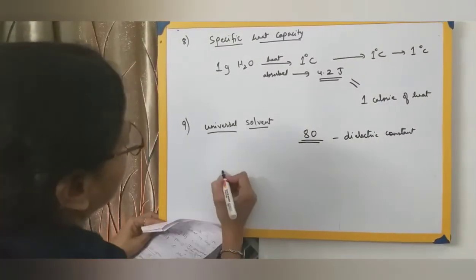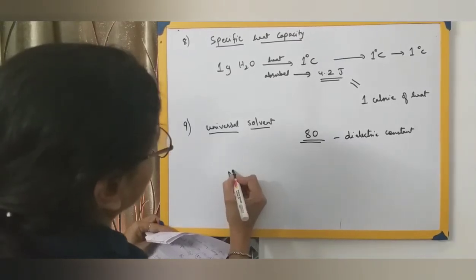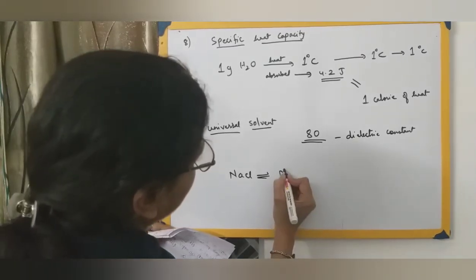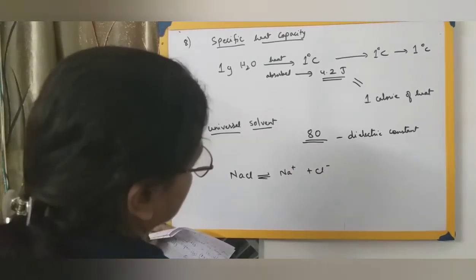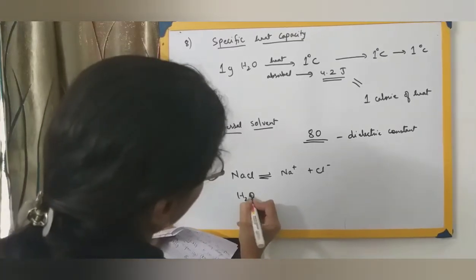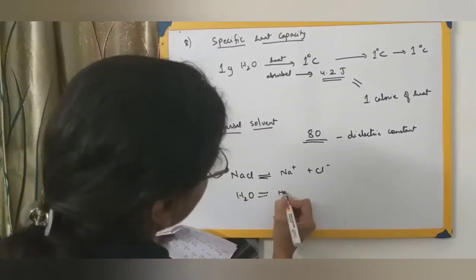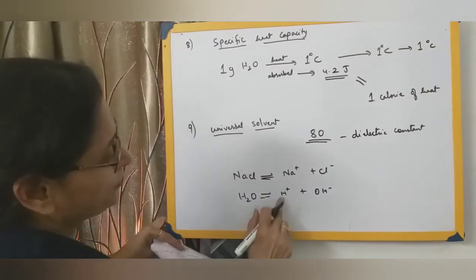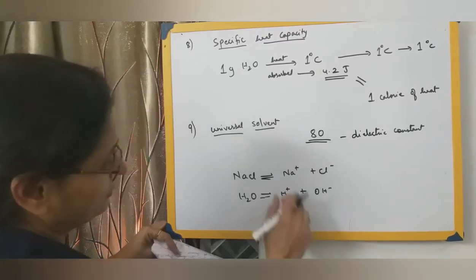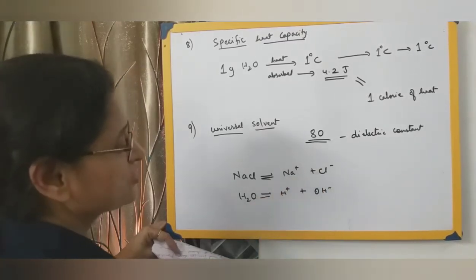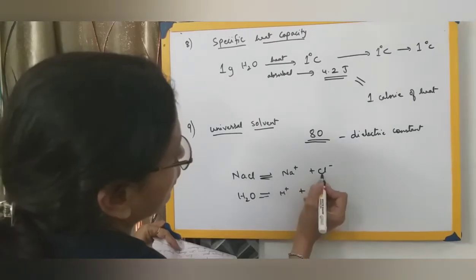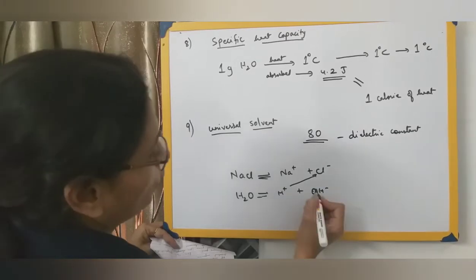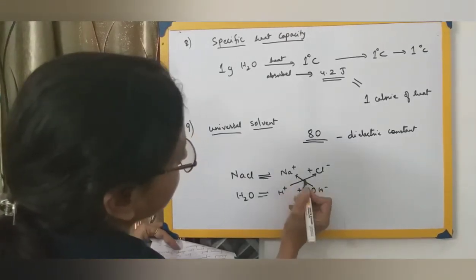Now look here, suppose we have sodium chloride. It will ionize in water, that is Na plus and Cl minus. Let's take water. It is also going to ionize, that is H plus and OH minus. There are two oppositely charged ions in the case of water, and in the case of sodium chloride also it ionizes to form two oppositely charged ions. What will happen? H plus is going to attract this Cl minus, positive and negative, and OH minus is going to attract this Na plus.